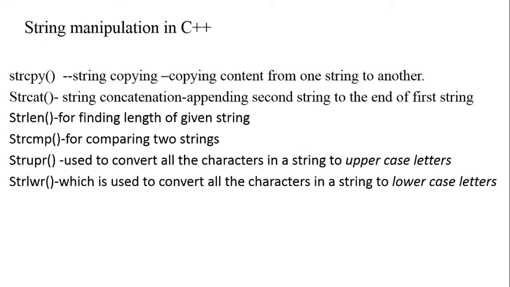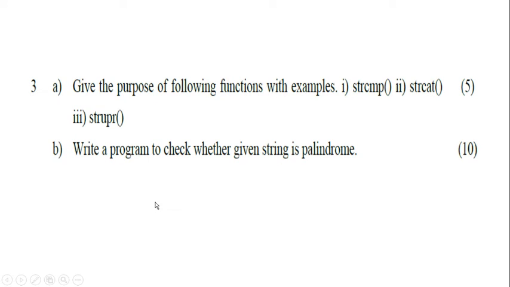Relating to this, now we need to check whether a given string is palindrome or not. In order to write this program, we need to understand what we mean by a string palindrome. If a string is a palindrome, that means the string and its reverse are equal, just like the word Malayalam. Malayalam and its reverse is Malayalam itself. So Malayalam is a string palindrome.